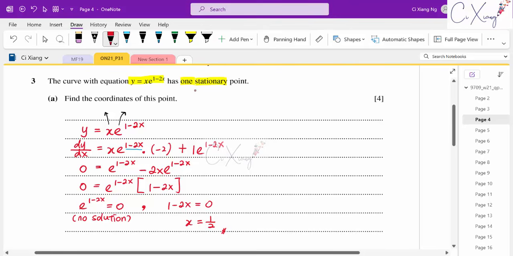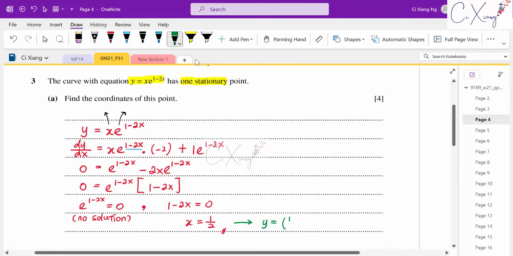That means the value of x that you get from dy/dx equals 0 should have only one value. It shouldn't be two. If you get two answers, that means something is wrong with your answer. Right. Okay, so when I have x equals to half, they're asking for coordinates, right? So I also need to find the value for y. You substitute x equals to half into the y equation.